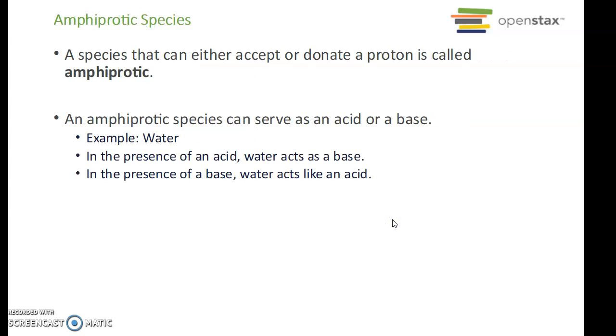Now there are some amphiprotic species, and protic here refers to protons, right? Species that can either accept or donate a proton. They're amphiprotic. An amphiprotic species can serve as an acid or a base. Water, for example, is one of the best examples of that. In the presence of an acid, water acts like a base. In the presence of a base, water acts like an acid.